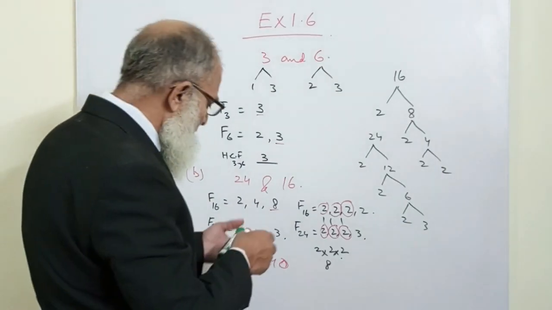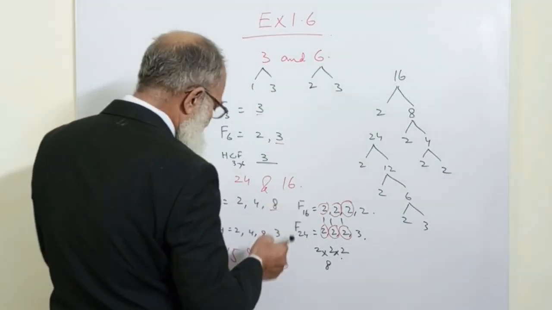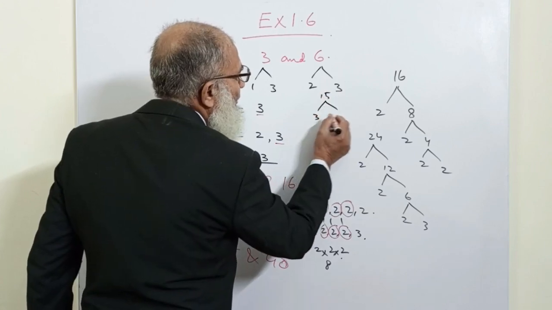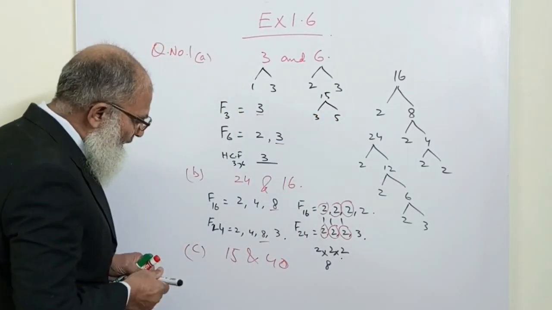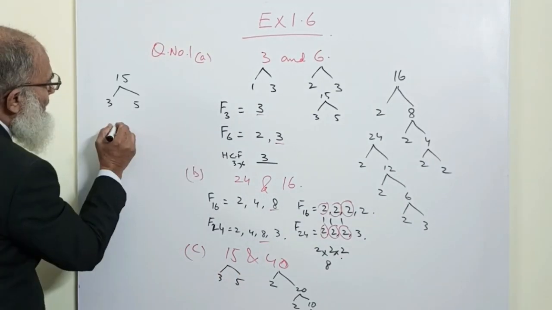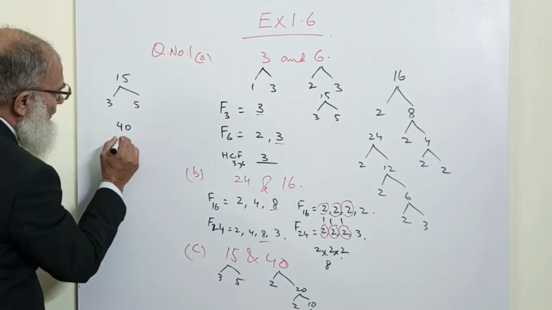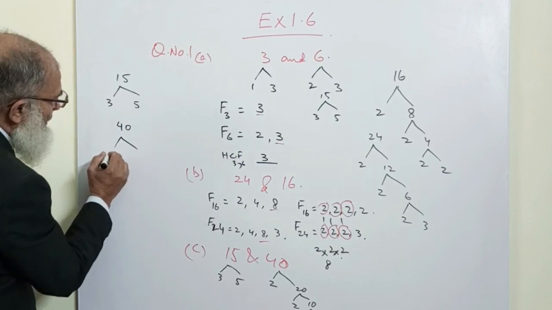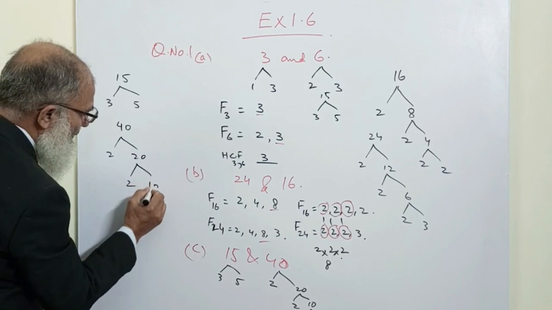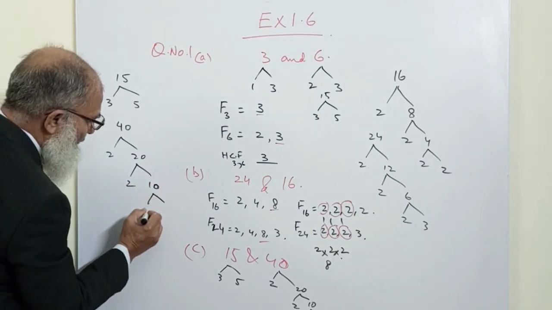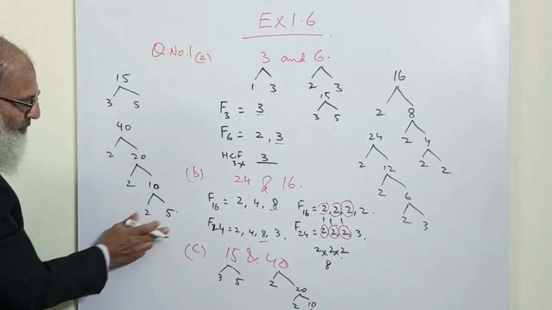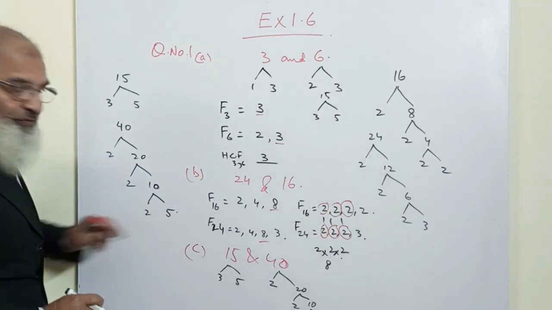So what we do here is we draw a tree for 15: 3, 5. There are only two factors, 3, 5, and for 40 what we get here is 2, 20, 2, 10 and 2, 5. 8 fives are 40.